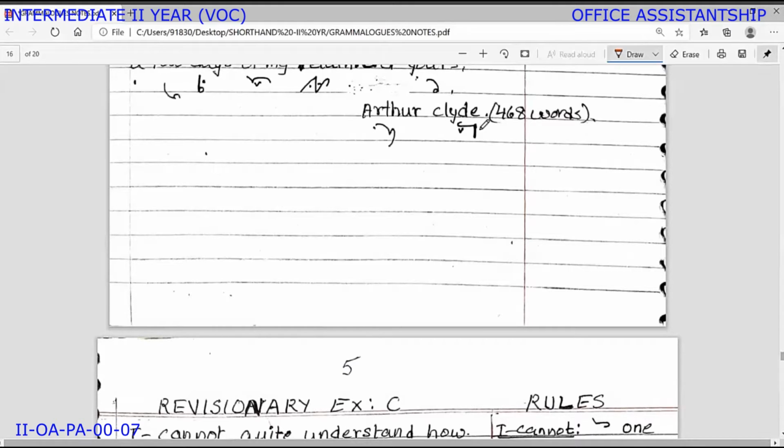Okay, I will give a pause to start the revision exercise B. Should I start? This will be around 55 to 60 words per minute. Okay, just keep trying.